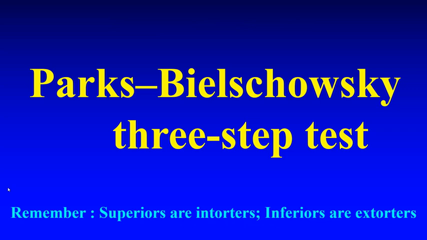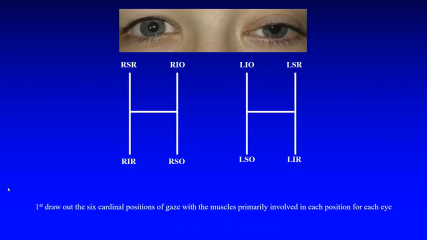This is an important Parks-Bielschowsky three-step test to distinguish between superior oblique palsy and skew deviation. So we first draw out the six cardinal positions of gaze, with the muscles primarily involved in each position for the eye, which is the H diagram for the right and left eye.